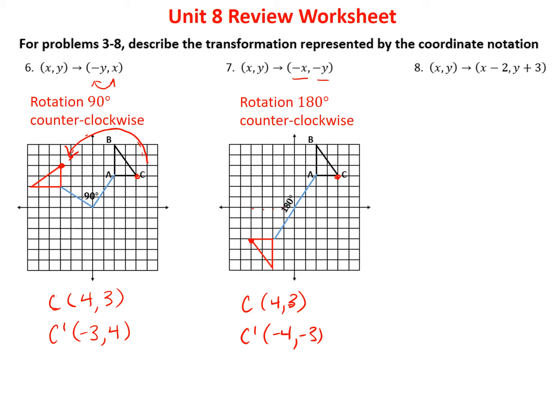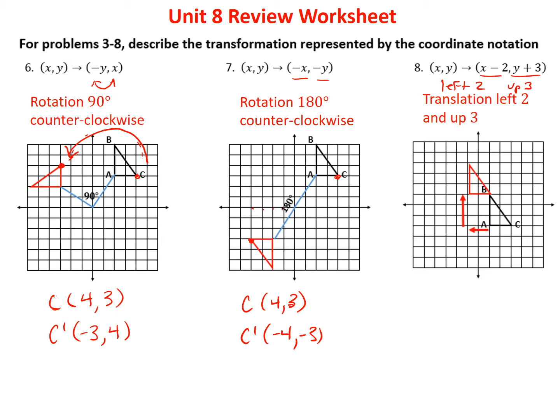In number 8, you notice we have x minus 2. That means it's going to go left 2, and plus 3 means it's going to go up 3. So that's a translation left 2 and up 3. And you can see each point goes left 2 and up 3.